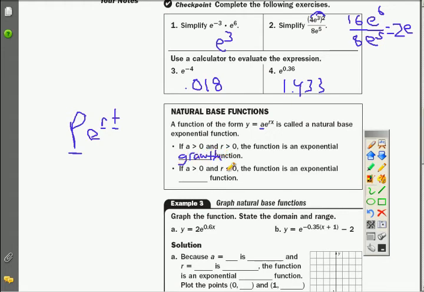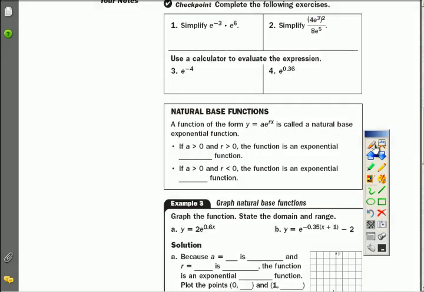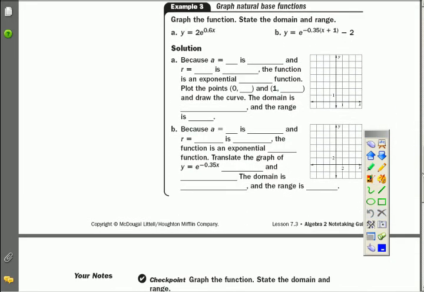All right. If a is greater than 0, so it's a positive number again, but r is less than 0, so that's a negative number, now we're talking about things getting decayed. Exponential decay. That's where it's a little bit different than the stuff we were doing before. We'd have 1 plus or 1 minus. Now we have growth and decay.